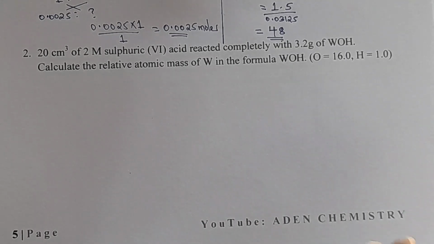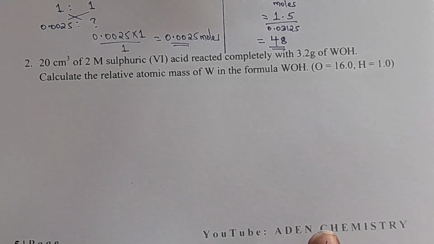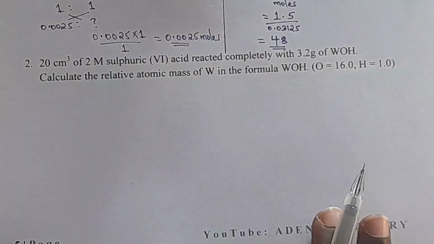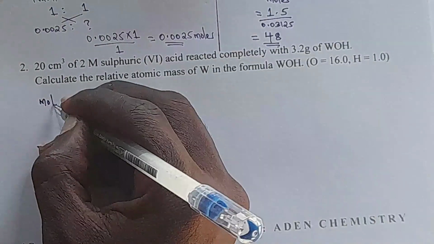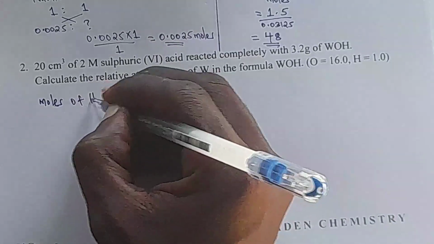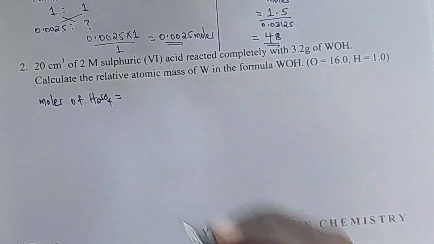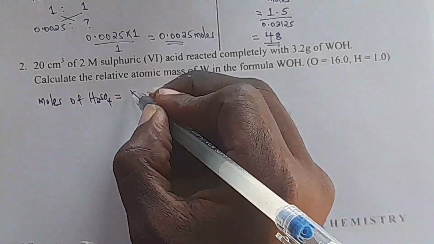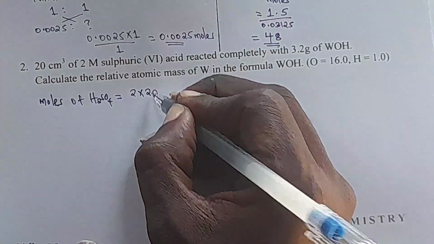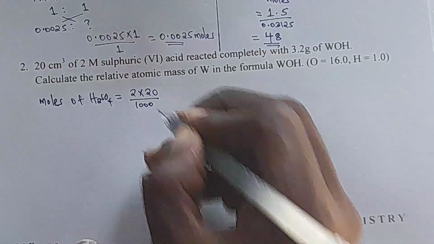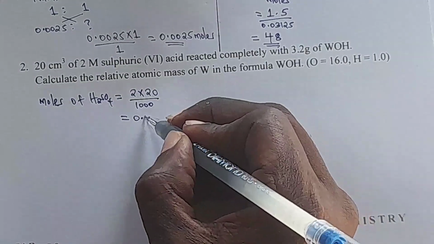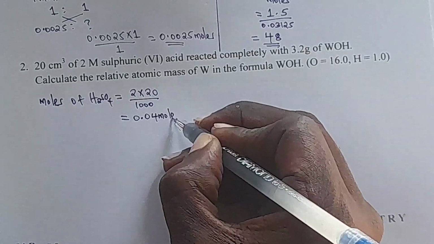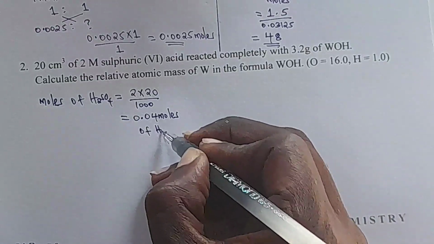We have to get, first of all, the number of moles of the standard solution, which in our case is sulfuric acid, because we have the molarity here and the volume there. So we are going to say moles of sulfuric acid will be equal to molarity, which is 2 mole, multiplied by volume, which is 20, divided by 1000, which was in the formula. So here we are going to get the number of moles as 0.04 moles of sulfuric acid.